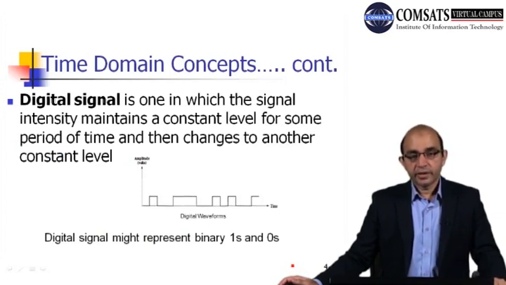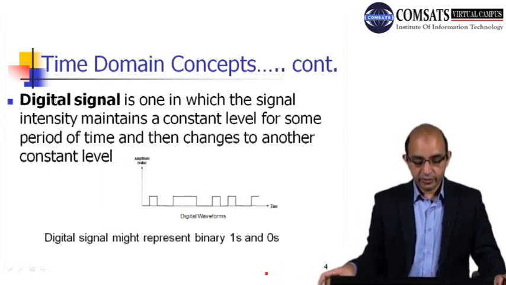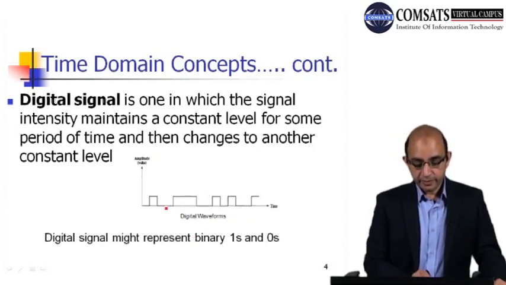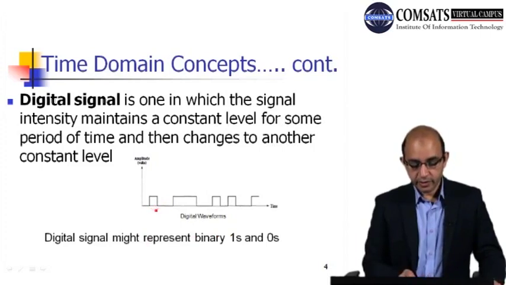Then we have another type of signal, that is digital signal. It is the one where the signal intensity maintains a predefined level for a certain amount of time, and then it changes to another level. So we have another figure over here. These are the digital waveforms. Again, we have time on the x-axis and amplitude on the y-axis. You can see that this signal is maintaining for this much amount of time.